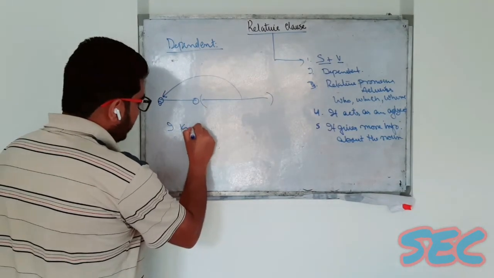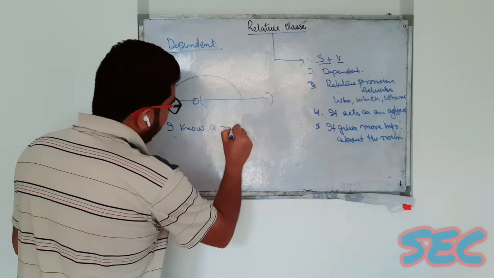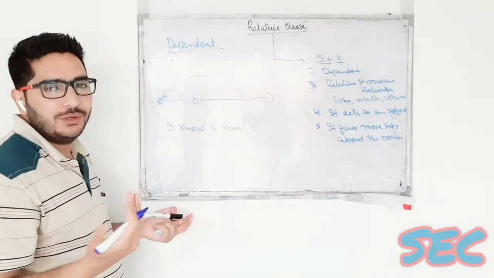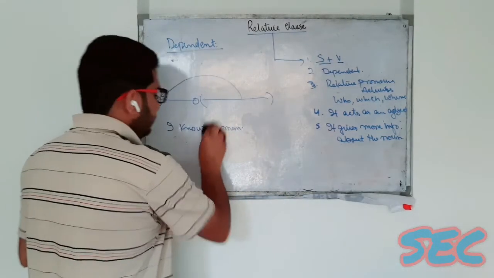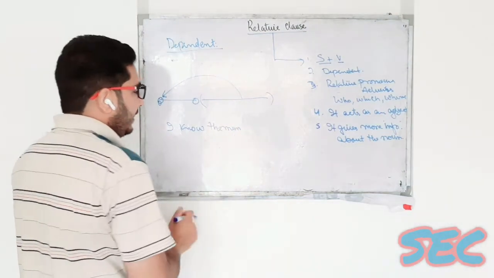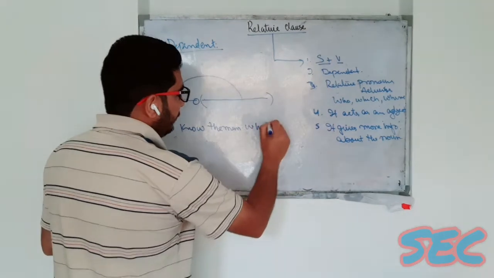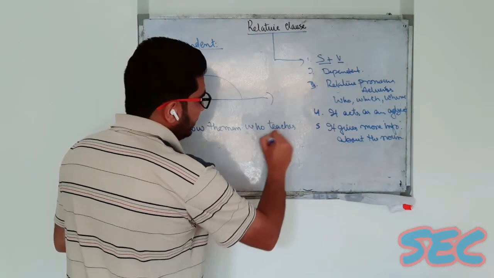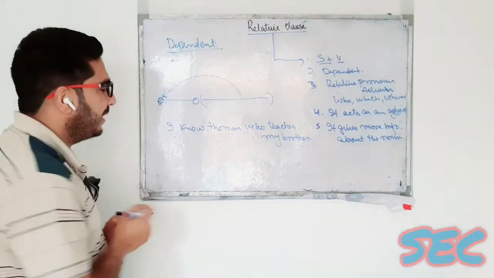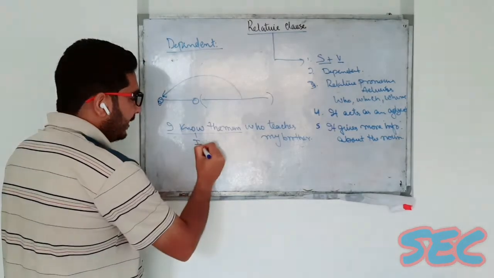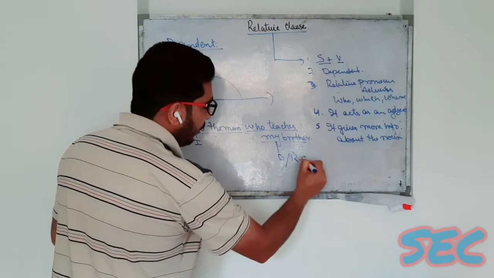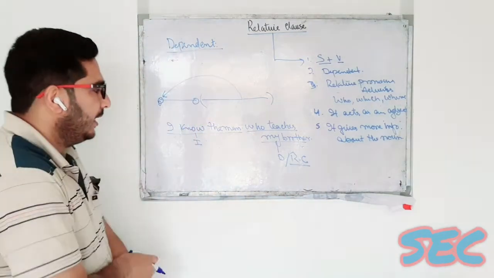I know a man. See, if we write only this, it is okay, but I should write: I know the man. This is one clause. For example, who teaches my brother? Who teaches my brother? This is an independent clause and this is a dependent or relative clause.